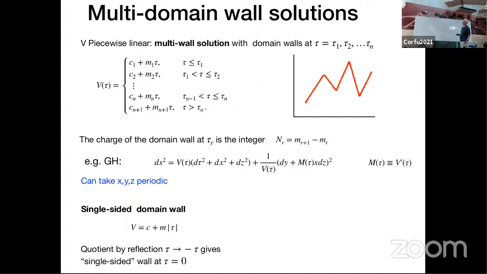We can generalize this to multi-domain walls by having a piecewise linear function with discontinuities at these points tau I and a charge given by the jump in the gradient at each case. And we can also introduce a single-sided domain wall. So for example, if we have this potential, we can quotient by the reflection tau to minus tau to give something which only exists for positive tau. And that's sometimes referred to as a single-sided domain wall.